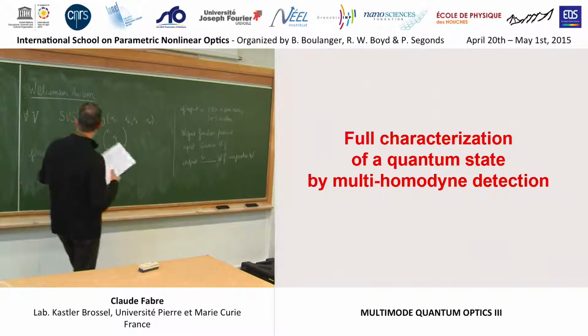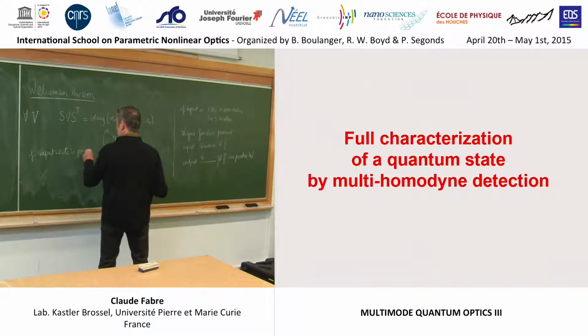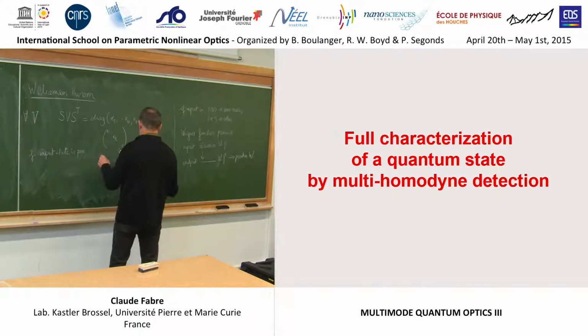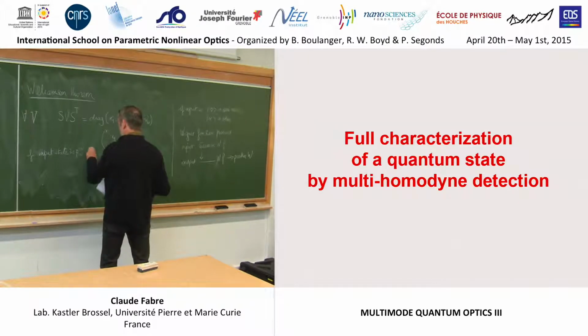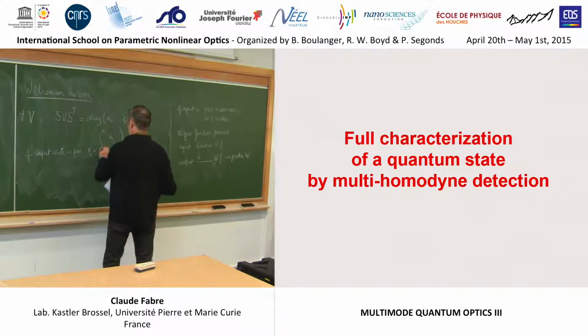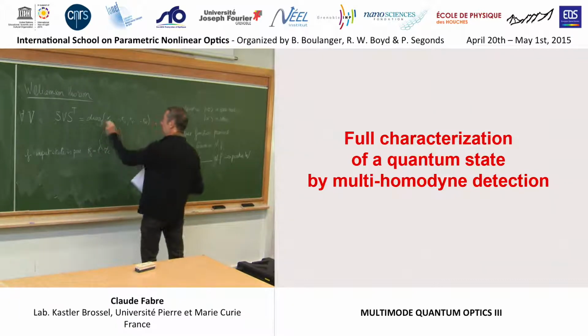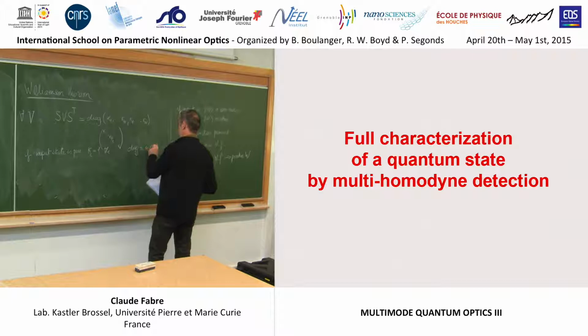Then in this case, it can be shown that if this state is pure, the kappa are all equal to 1. So my matrix is the identity. So it's very simple.